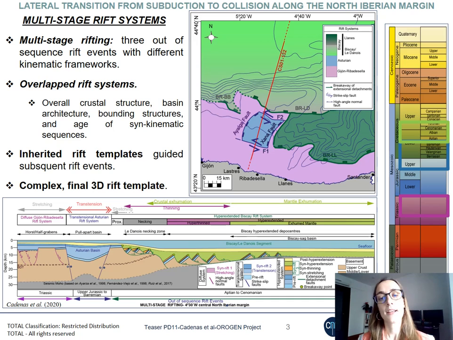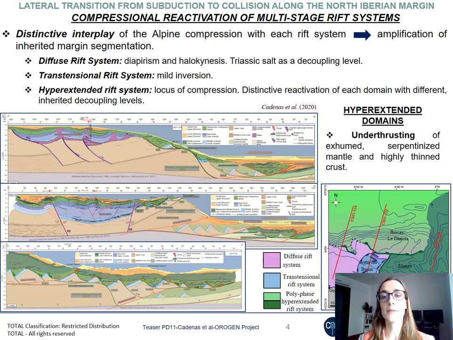Rift-inherited templates guided the subsequent rift events, resulting in a complex 3D margin template. This inherited 3D margin template conditioned the subsequent compressional reactivation. The interplay of the Alpine compression with each rift system was different. The apirism and allokinesis processes affected the half-graben basins, while pull-apart basins are preserved as mildly inverted rift basins.